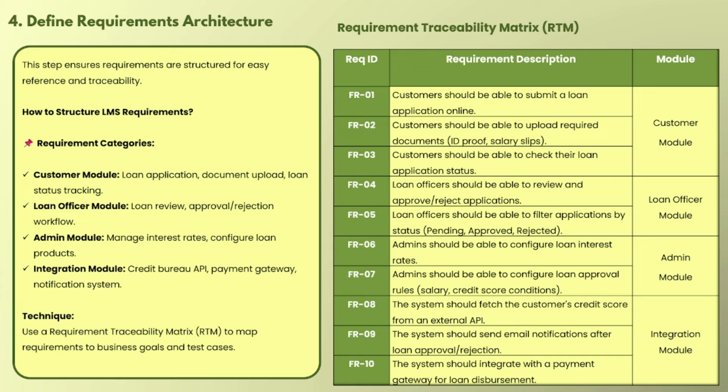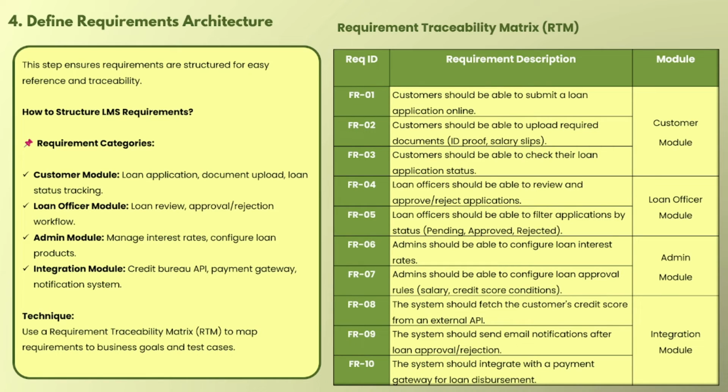You can see that in the customer module, the requirements are that the customer should be able to submit a loan application, and the customer should be able to upload required documents. These are related to the customer, so we put them into the customer module. Then the loan officer module: the loan officer should be able to review and approve or reject applications, and filter applications by status, so we put them into the loan officer module. Then there is the admin module also: the admin should be able to configure loan interest rates and configure loan approval rules, something like that. So these are admin requirements, so we put them into the admin module.